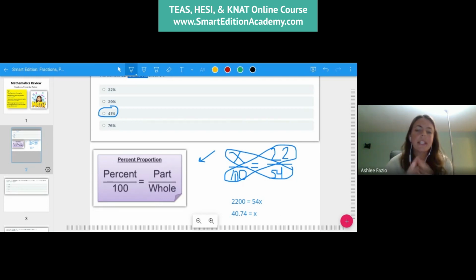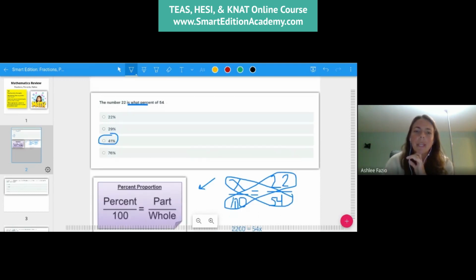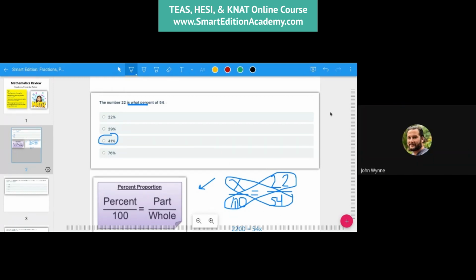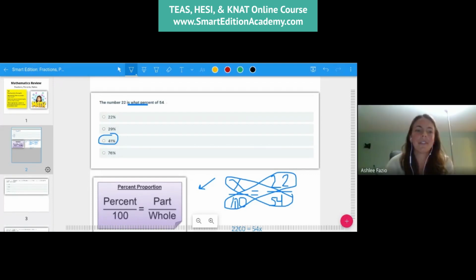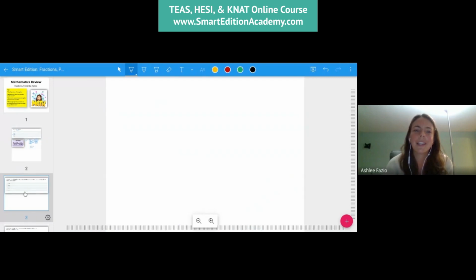Like I said, there are definitely a few other ways to solve it, but that is one strategy that may be helpful if percents are not your favorite. It looks like everybody on here has 41%, so awesome. Everybody's doing a good job on that. Perfect. Cool. All right, let's move along.